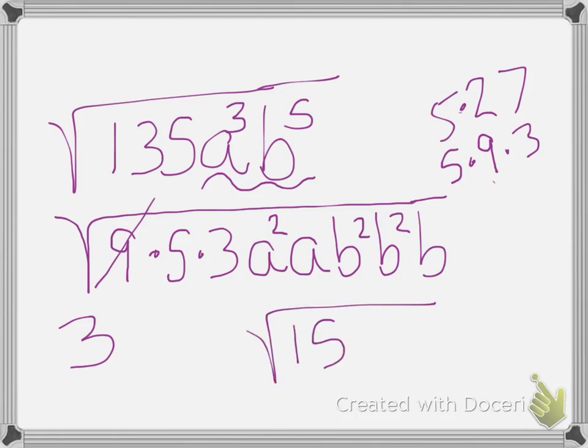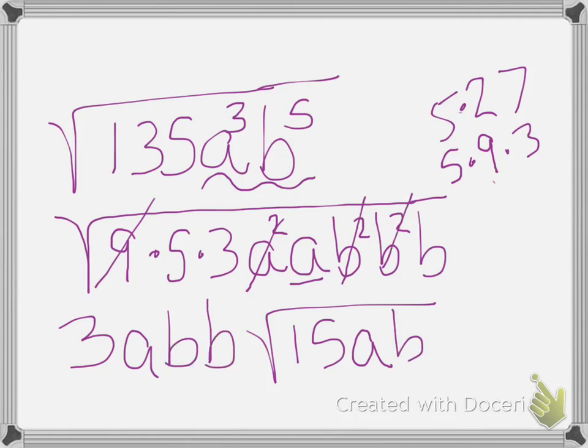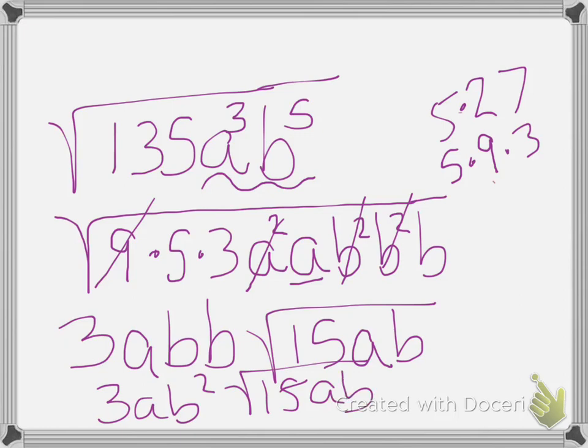So, okay, so I took care of that. Then square root of a squared is a. Then there's a single a I can't do anything with. Square root of b squared is b, and I can't do anything with that b. So my final answer is 3ab squared square root of 15ab.